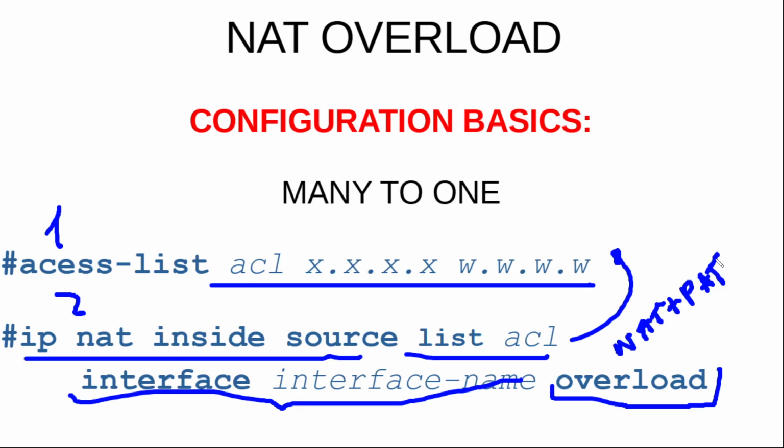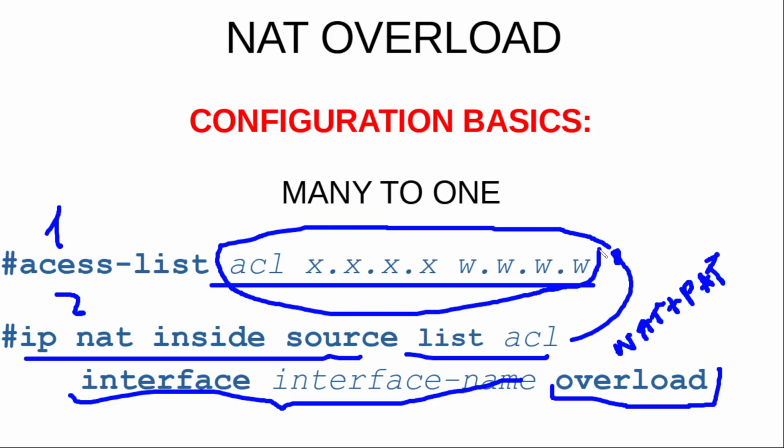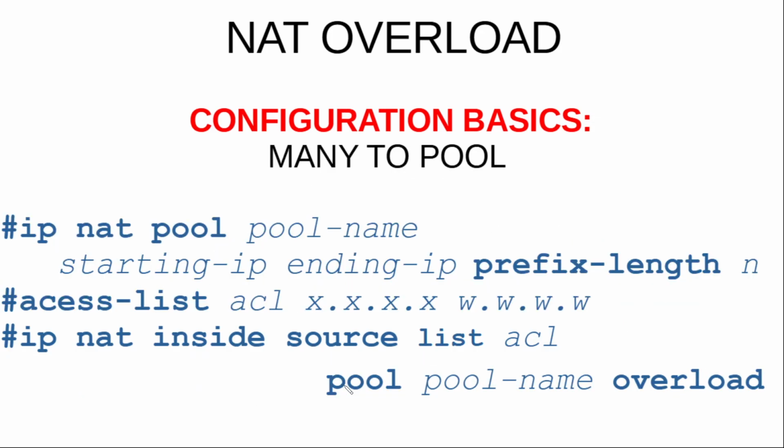And in this case, we are going to let all of these users, including this ACL, reach the internet through only the IP address that is configured in this interface. So this will be a NAT from a lot of users to only one IP.